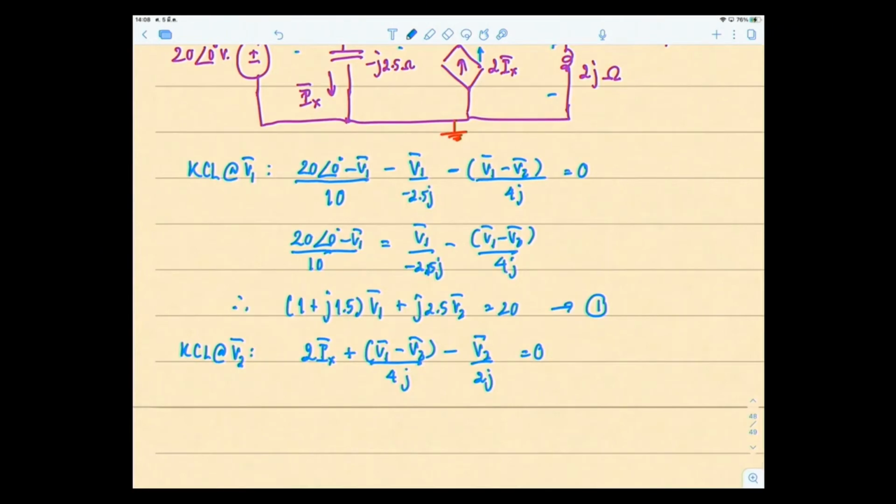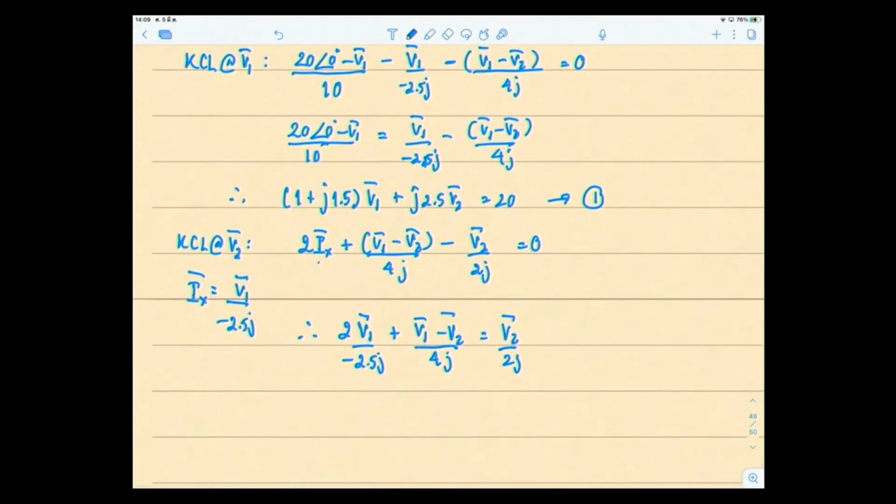But we know that Ix is simply V1 over minus 2.5j. So substitute it back. It becomes 2 V1 over minus 2.5j, plus (V1 minus V2) over 4j, equal to V2 over 2j. And if you do the math, you will get 11 V1 plus 15 V2 equal to 0. So this is equation number 2.